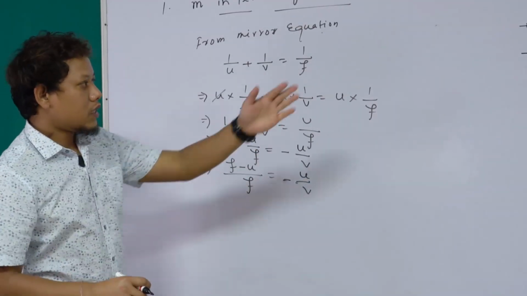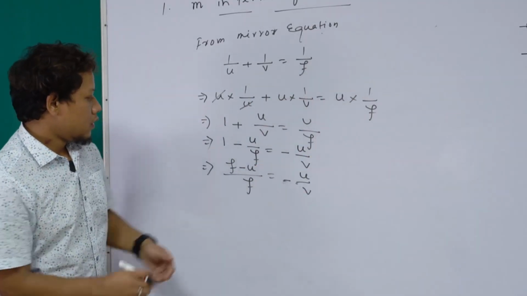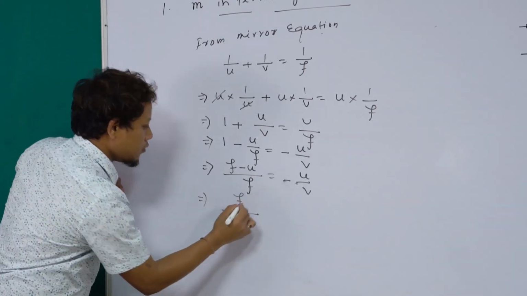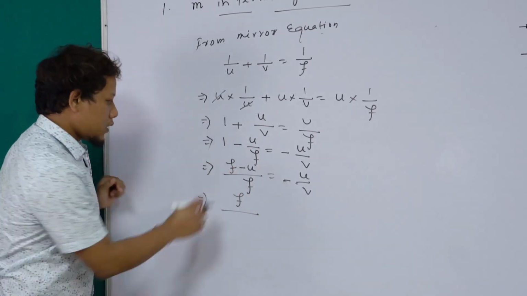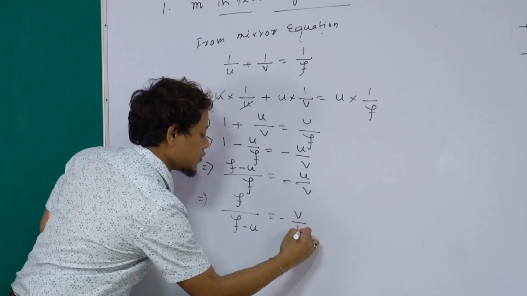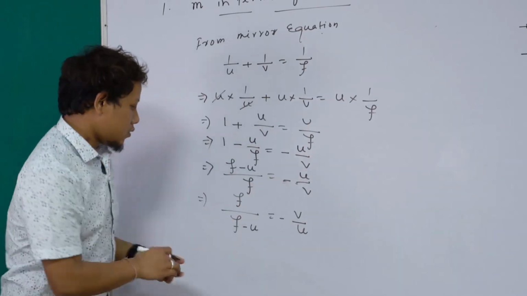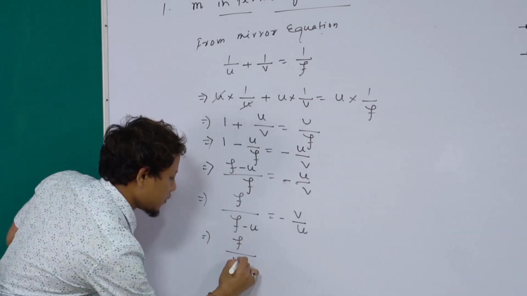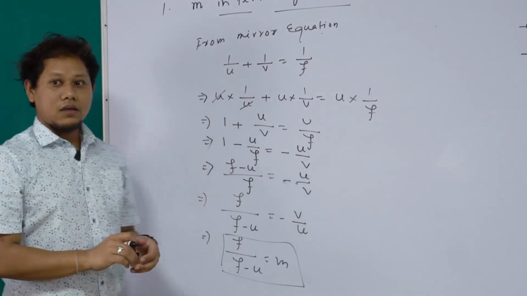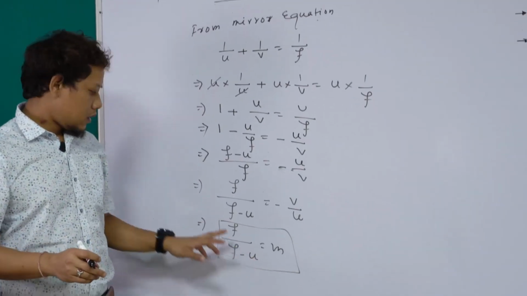But what is the expression of magnification? It's -v/u, but we have u/v. So we'll invert the whole expression: the denominator becomes the numerator, and the numerator becomes the denominator. So we get f/(f - u) = v/u, and with the minus sign, -v/u is nothing but m. So m = f/(f - u). This is the expression for linear magnification in terms of object distance and focal length.